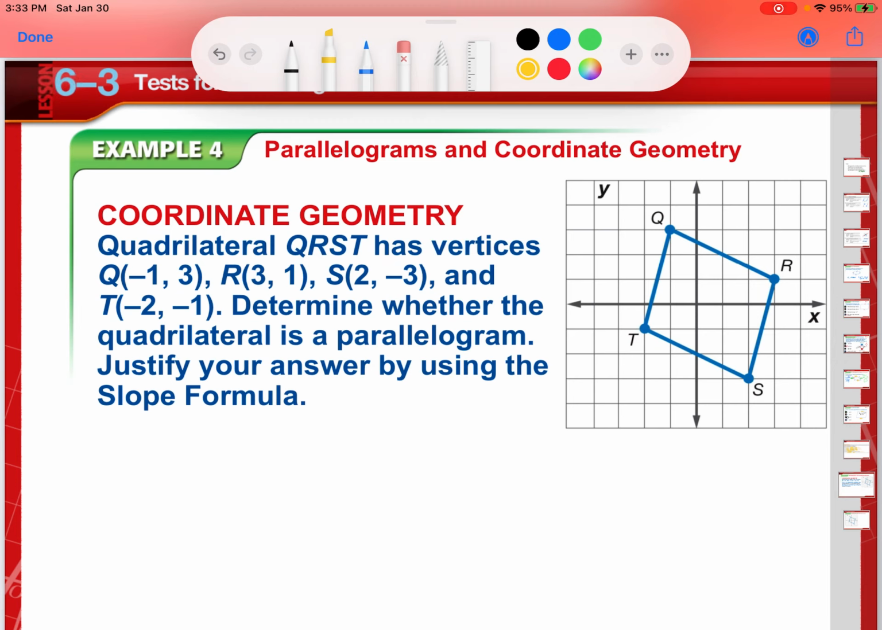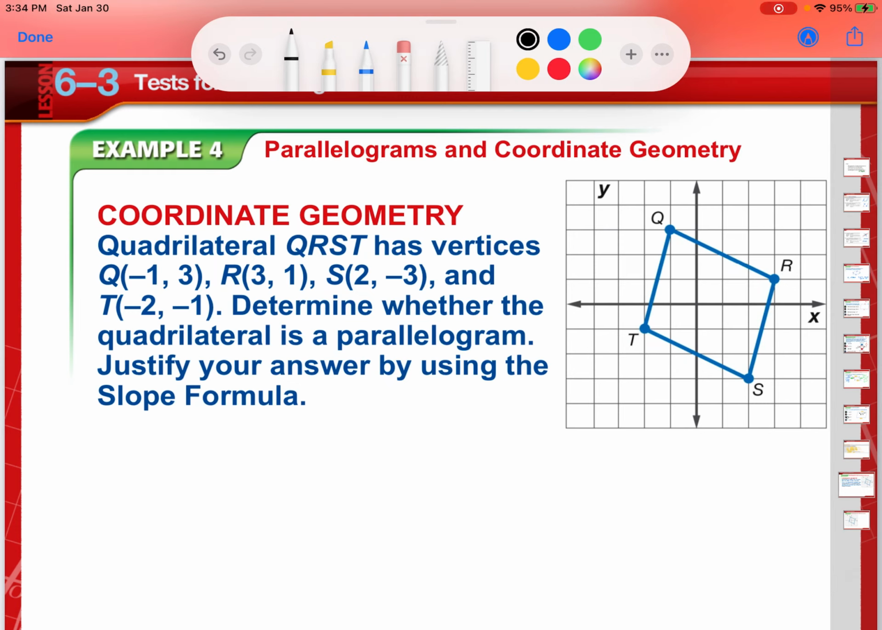Now we get into another graphing problem. Like I said, you should do this on GeoGebra. I stand by that. That's how I would do it if I was in your shoes. Unfortunately, when I was in your shoes, GeoGebra didn't exist. So quadrilateral QRST has four given vertices. Determine whether the quadrilateral is a parallelogram. Justify your answer by using the slope formula.